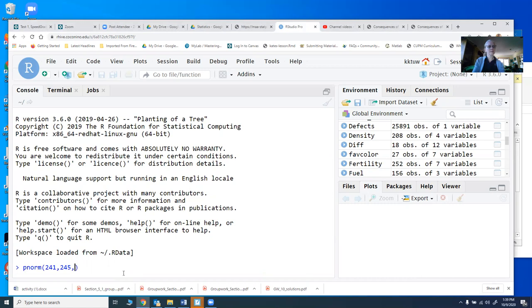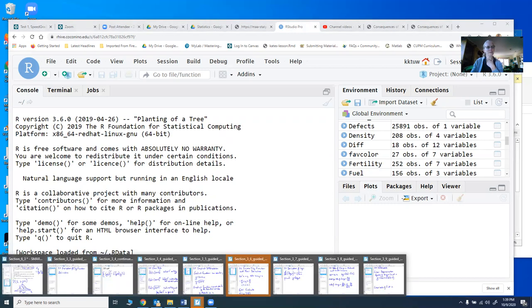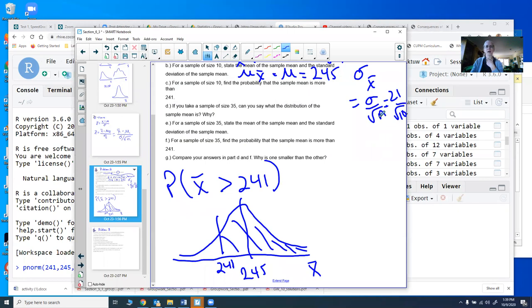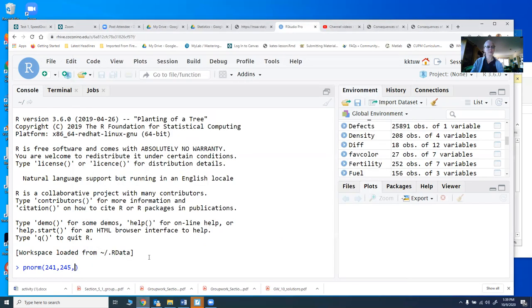And then I need to put my standard deviation. This 241 is an X bar value. The 245 is the mean of the X bar values. So I need the standard deviation of the X bar values. I didn't calculate it, but I know it's this 21 over the square root of 10. I can actually type that directly into R that way. So it's 21 divided by, that's just a slash, the square root. Square root is SQRT of 10.